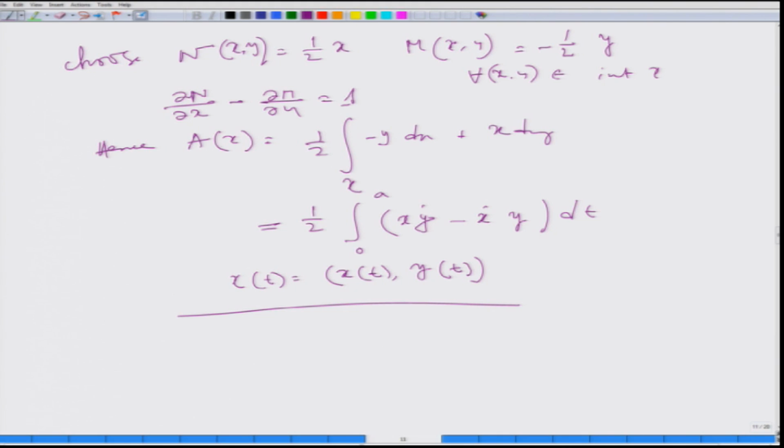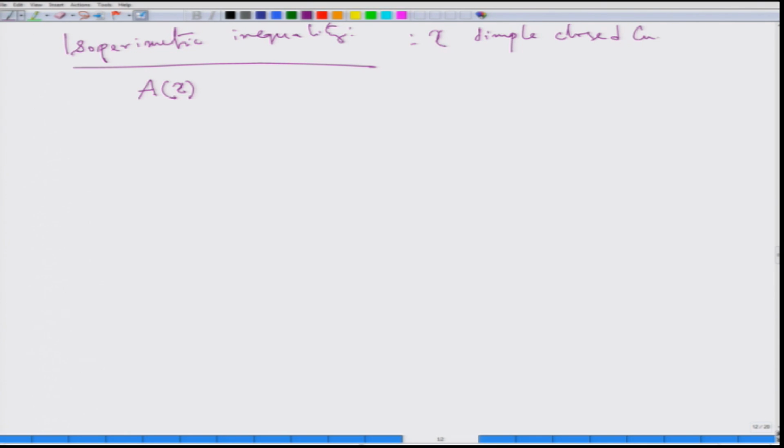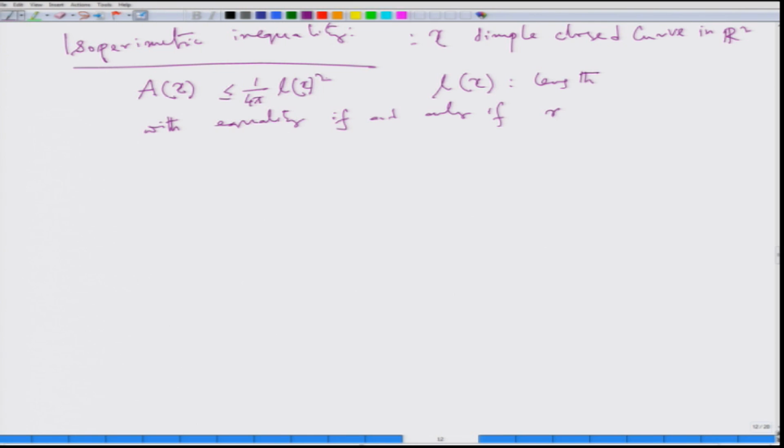Now, the famous isoperimetric inequality states that the area of gamma, where gamma is a simple closed curve, is less than or equal to 1 by 4 pi times L gamma squared, where L gamma, recall, is the length, with equality if and only if gamma is a circle.